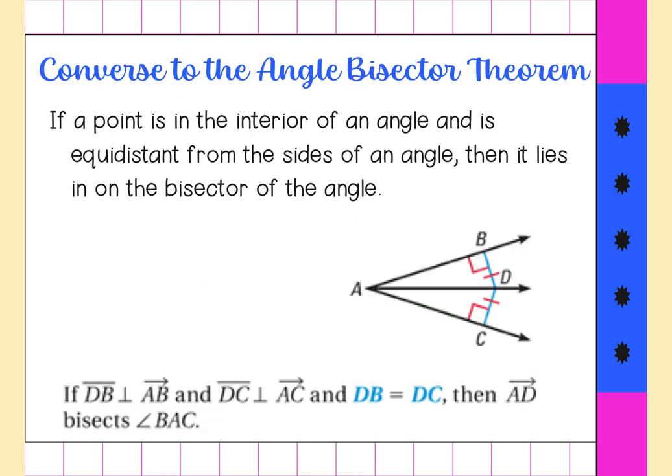And just like with the perpendicular bisector, you have the converse to the angle bisector theorem. And it says if a point's on the interior of an angle and is equidistant from the sides of the angle, then it lies on the bisector of the angle. So in this case, you've got point D. From D to B is marked as congruent with the right angle. So I know D is equidistant from the sides of the angle. And if that's the case, then we know AD is the bisector of that angle.